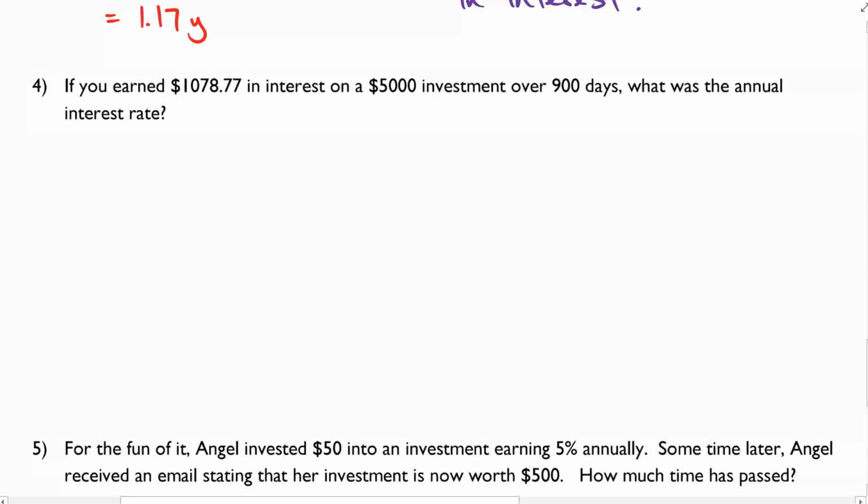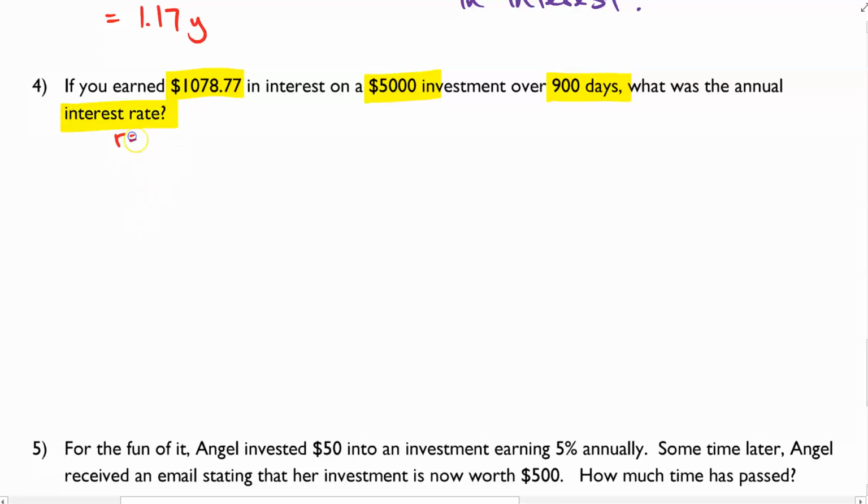If you earned $1,078.77 in interest on a $5,000 investment over 900 days, what was the annual interest rate? Rate. R. Okay. All right. Maybe I'll help you out with the setup first. You earned $1,078.77 in interest on a $5,000 investment over 900 days. What was the annual interest rate? Okay, so we are looking for R.